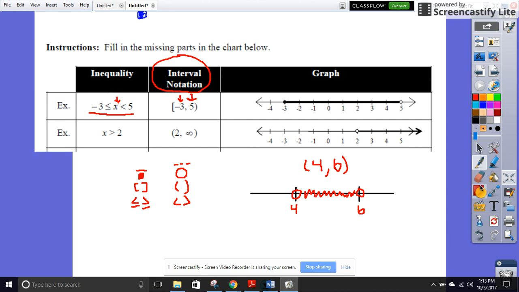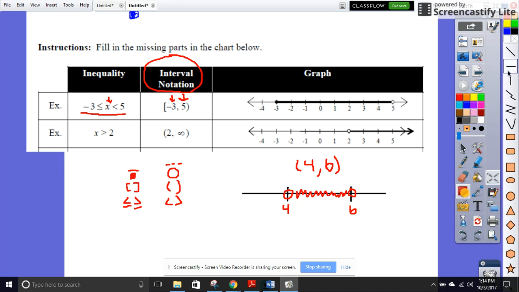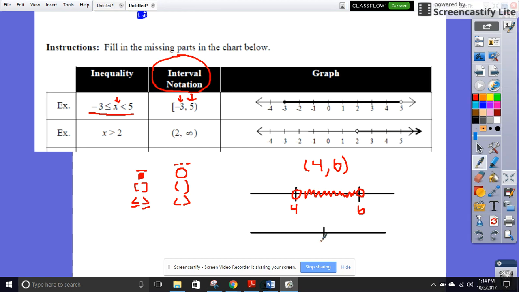Okay, let's do another. Where did my shapes go? That's my shapes. Let's do another one. Okay, and let's do -2. And this time we're gonna shade everything, everything this way.